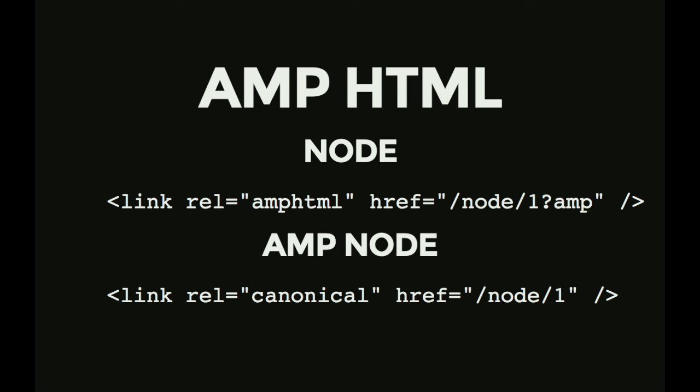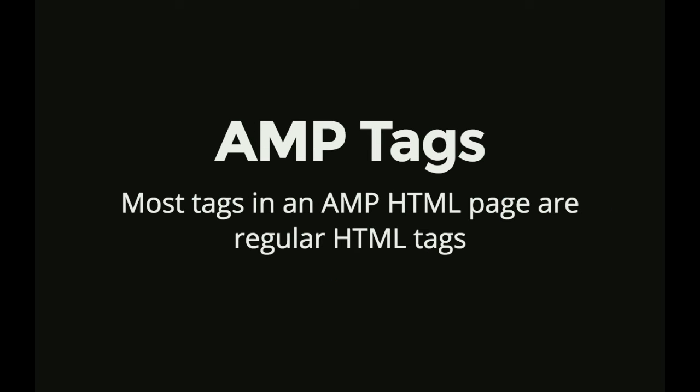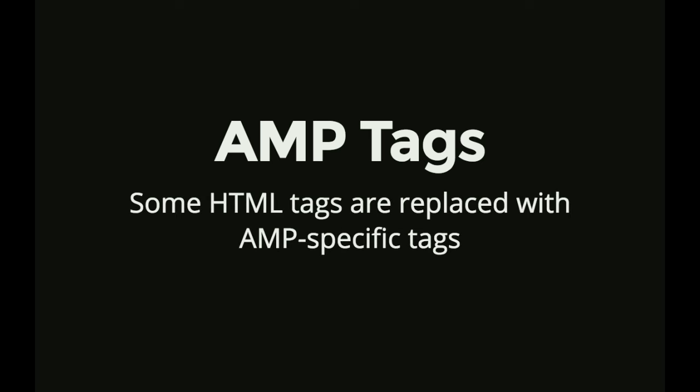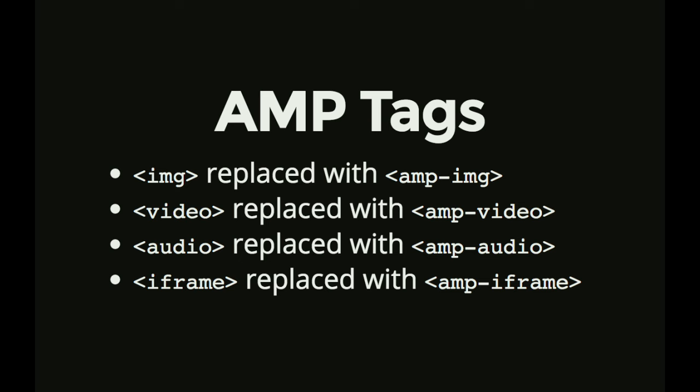So most of the tags are regular HTML tags, but there are a number of them that have special AMP versions of them. So the specifics, for example, would be you have something like an image tag, but in an AMP page, you have amp-img. Same with video, audio, iframe. And you end up with these somewhat funny-looking amp-iframe kind of things, but really they end up looking a lot similar to the regular HTML components, but they're sometimes structured a little bit differently.